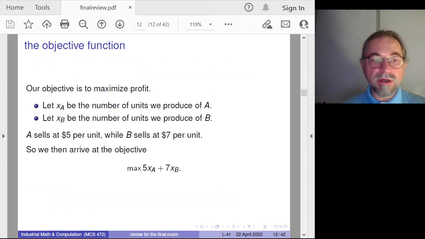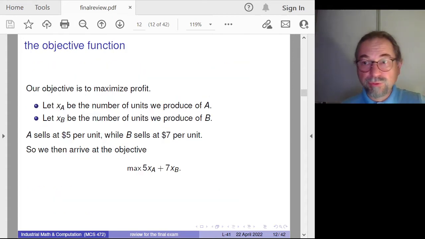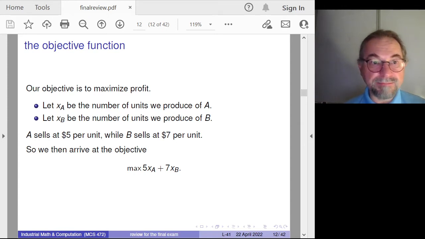Okay, so the first step is to choose the variables. I label them as x sub A and x sub B for the number of units we produce of A and B respectively. Then we have an objective function, which is a maximization of the profit. So we will maximize the linear function 5 times x of A plus 7 times x of B.